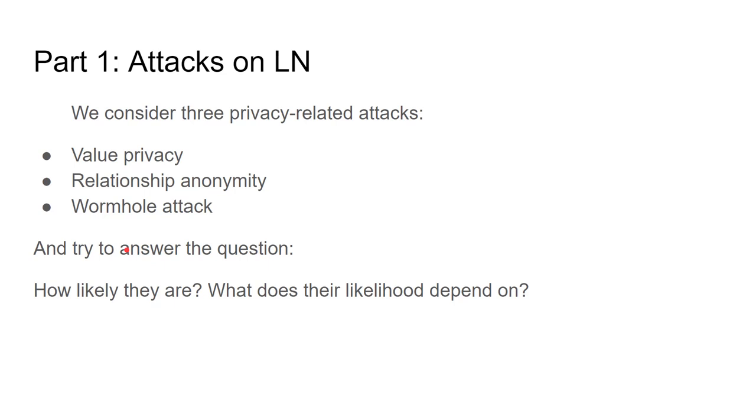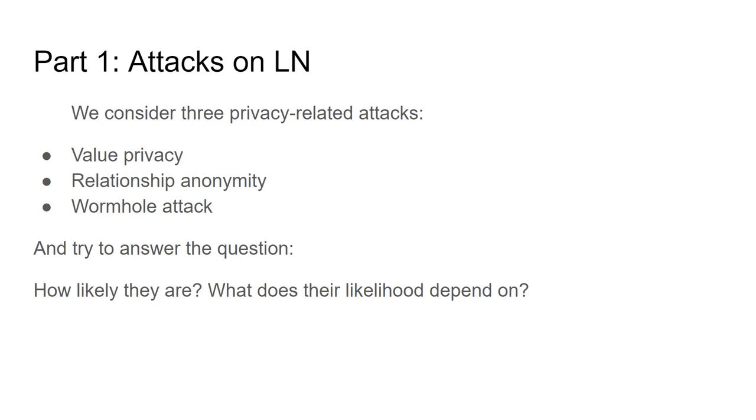Starting from part number one, let me first describe the three attacks that we considered. I would say the first two of them are privacy-related, and the third is more of a denial-of-service attack. They are value privacy, relationship anonymity, and the wormhole attack. I will describe in more detail in the next slides what exactly those attacks are and what the definition and criteria for them are. But in general, we are trying to answer the question, how likely are these attacks and what does their likelihood depend on?